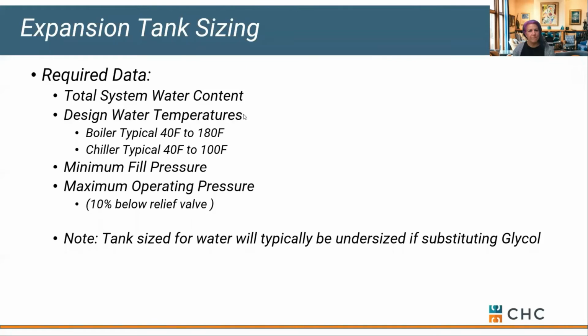But if we happen to know system volume, then it's a matter of looking at our temperatures. For a boiler, we typically target 40 to 180. And for a chiller, we're typically looking at 40 to 100. And then we also need to know our pressures, our fill, and our relief. Typically, guys, I'm sizing a tank for a 12-pound fill and a 30-pound relief. That's a nice tight band. Gives me my most conservative selection.